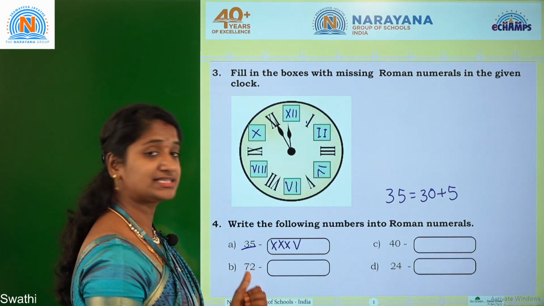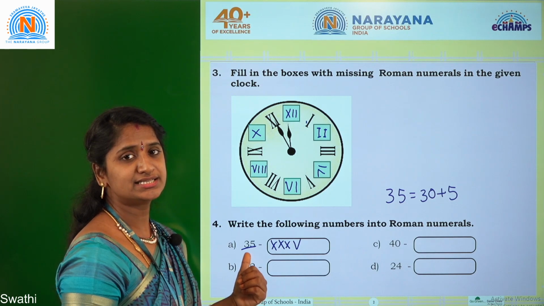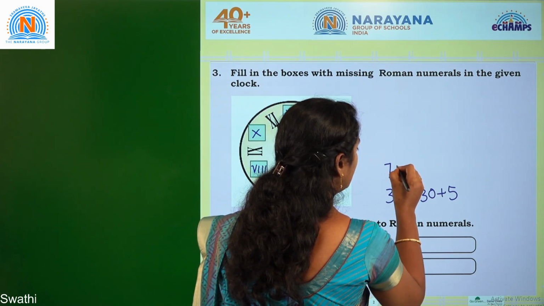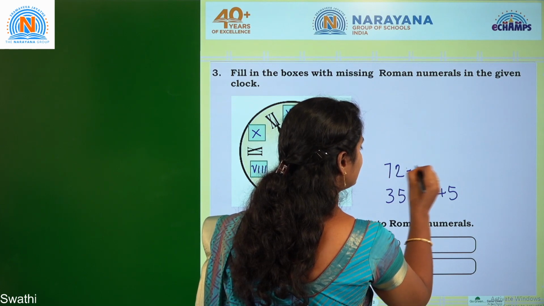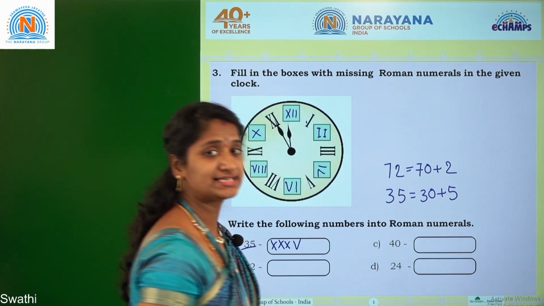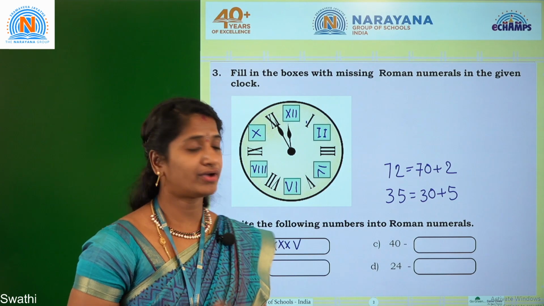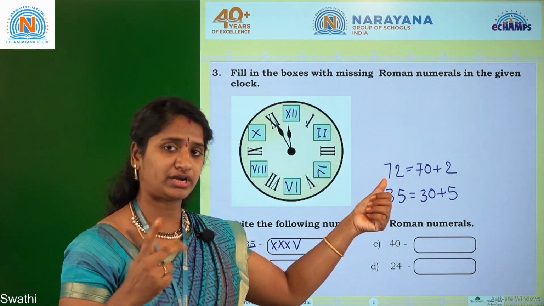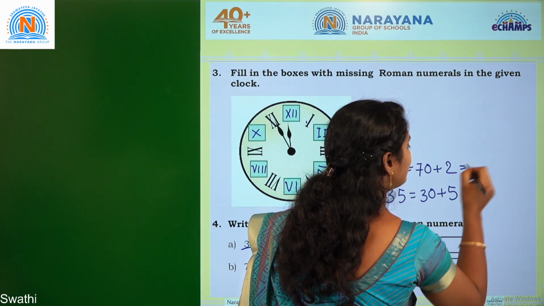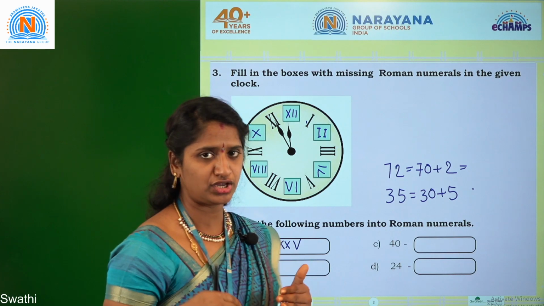Now the next one is 72. How can we write the 72? 72 is 70 plus 2. How can I write 70? So here we need to expand one more time like that. For example, we know the letter 50. Before, we have learned up to 50, numerals we have written.